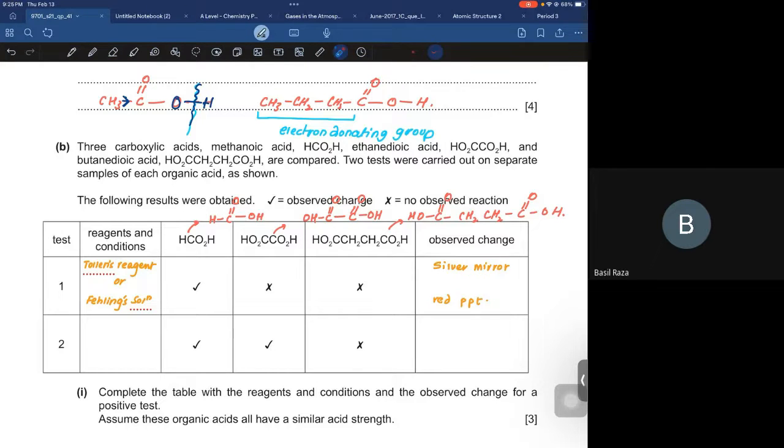Tollens reagent is not going to react with this because this is not an aldehyde. Also, it's not going to react with this. Again, this is not an aldehyde. What test should I do for these three, which is going to be positive for both of these ones and negative for this one? Which test am I supposed to do? Both are carboxylic acids. This is also a carboxylic acid.